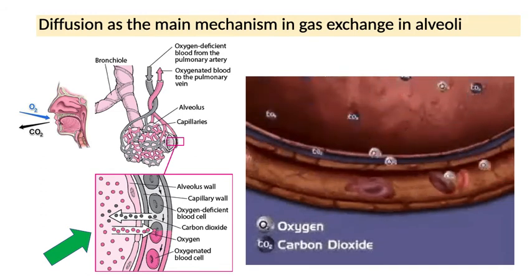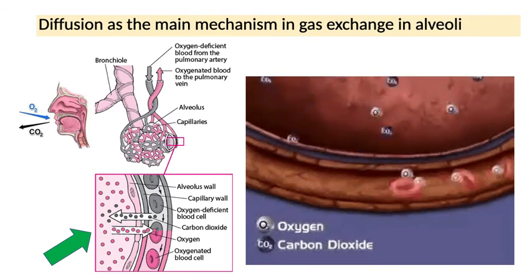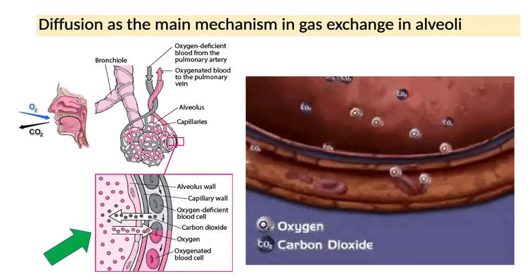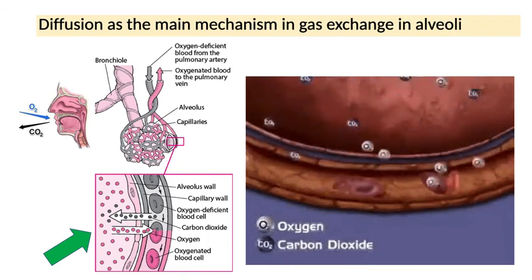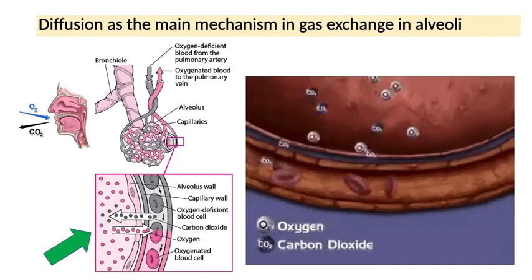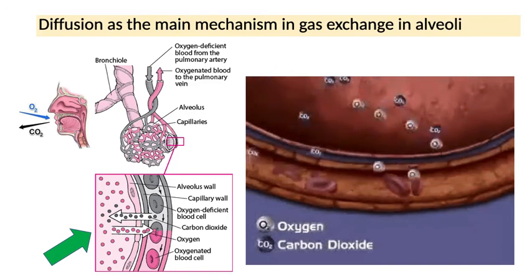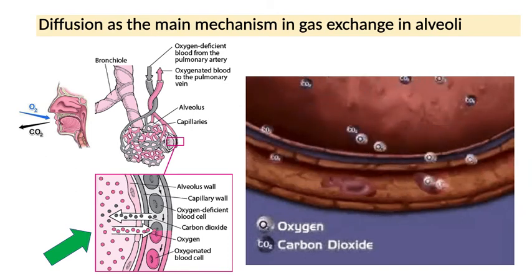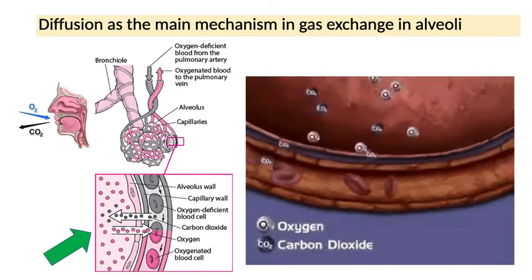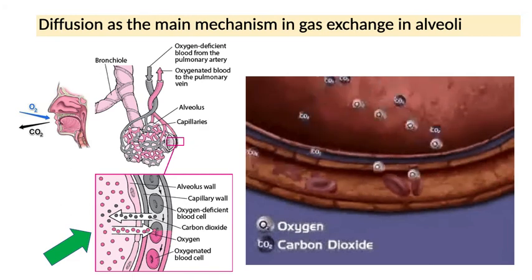Therefore, simple diffusion happens from the alveolus to the blood capillaries. Why? Because the capillaries bring the blood that is low in oxygen but high in carbon dioxide. So as a result, the carbon dioxide will diffuse out from the blood capillaries to the alveolus, while the oxygen will diffuse into the blood capillaries from the alveolus, because the concentration of oxygen is higher in the alveolus compared to the capillaries.